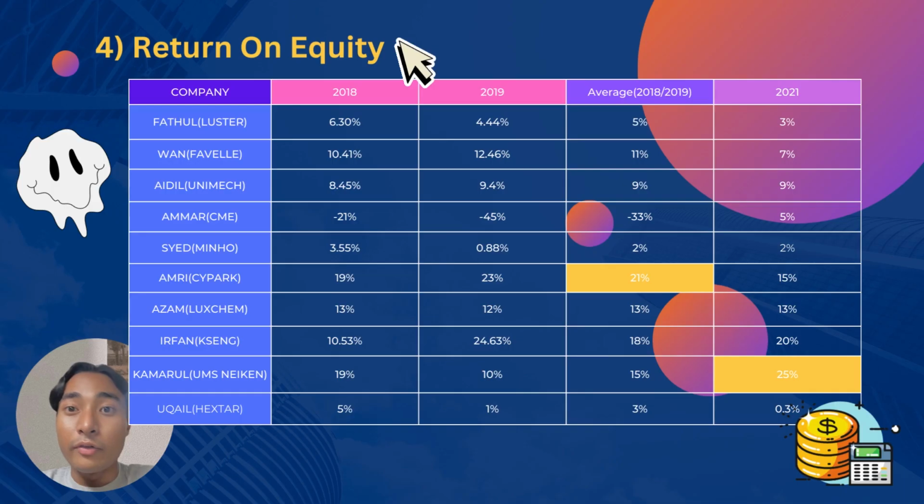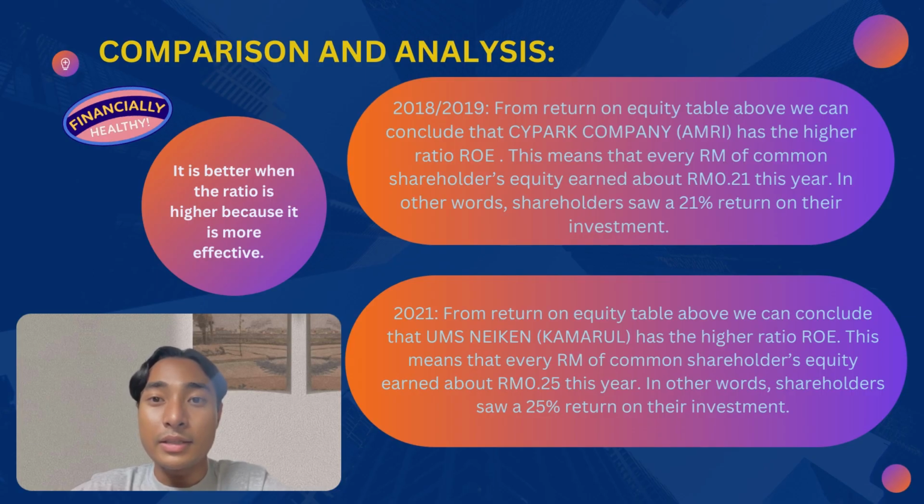Thank you. For return on equity, it is better when the ratio is higher because it is more effective. As we can see, in the comparison and analysis for 2018-2019 from the return on equity table above, we can conclude that SciPark Company has the higher return on equity. This means that every ringgit of common shareholders' equity earned about 21 cents this year. In other words, shareholders saw a 21% return on their investment.